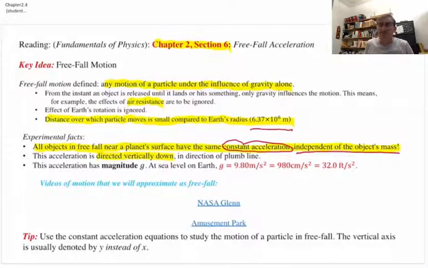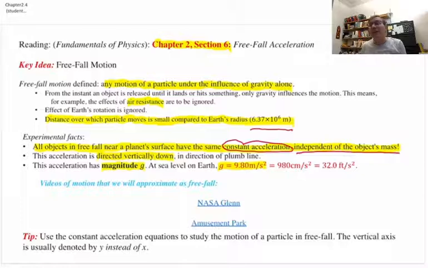And what is the magnitude of this constant acceleration? We're going to use a special symbol to denote just the magnitude of this free fall acceleration. The symbol is little g. Little g represents just the magnitude of the free fall acceleration. And we're going to take a pretty standard value for little g, assuming we are on Earth at what is called sea level. And that value for little g is 9.80 meters per second squared.